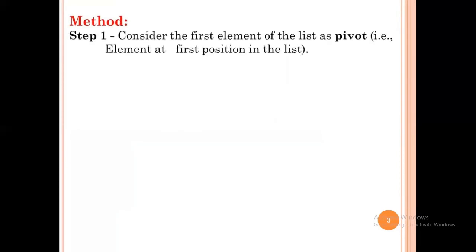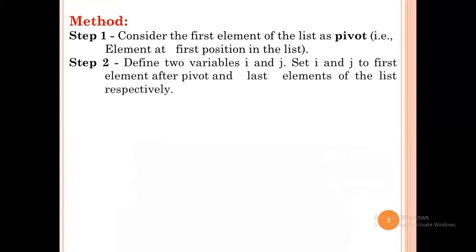Here we need to consider worst case, average case and best case efficiencies. Steps involved in the quicksort method are: Step 1, consider the first element of the array as the pivot element. Step 2, define two variables i and j. Set i and j to the first element after the pivot element and the last element of the list respectively.